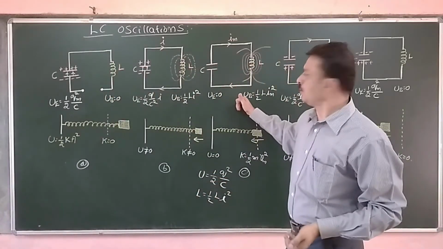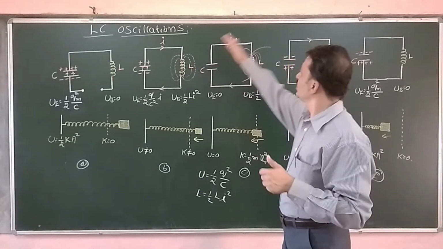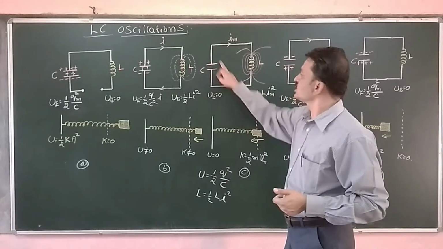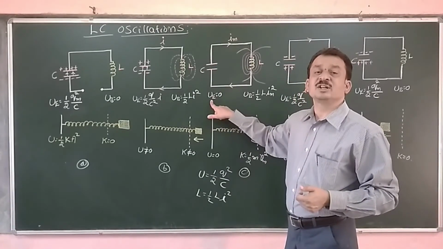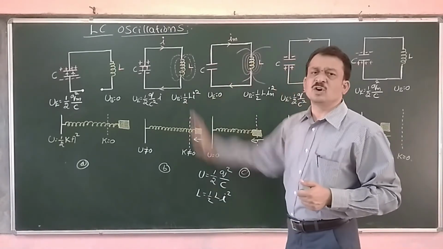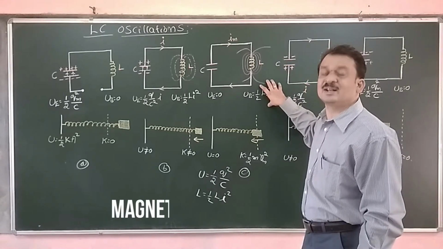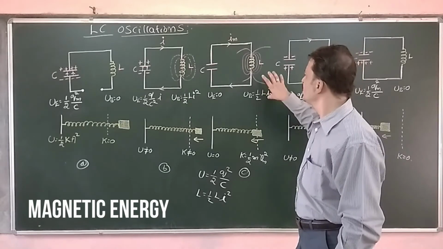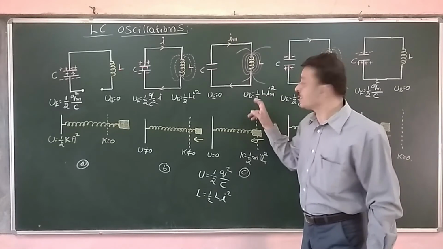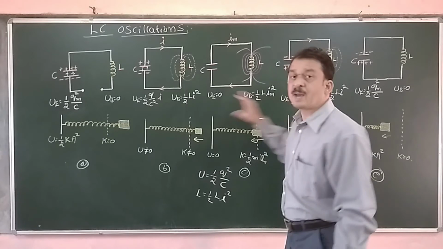Now look at the third diagram. Here the charges have fully flown through the inductor. Therefore there is no charge on the capacitor. The energy stored in the capacitor is 0 because there is no charge. And there is a maximum amount of magnetic energy stored in the inductor, that is given by half L Im square. Now here it is I, a small amount of current. Now this is Im, the maximum current.